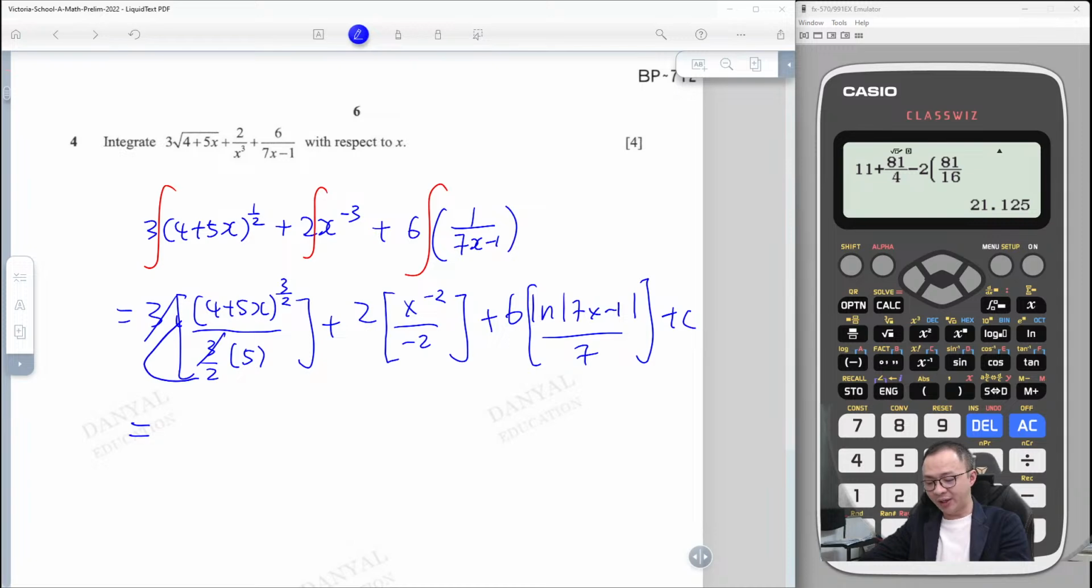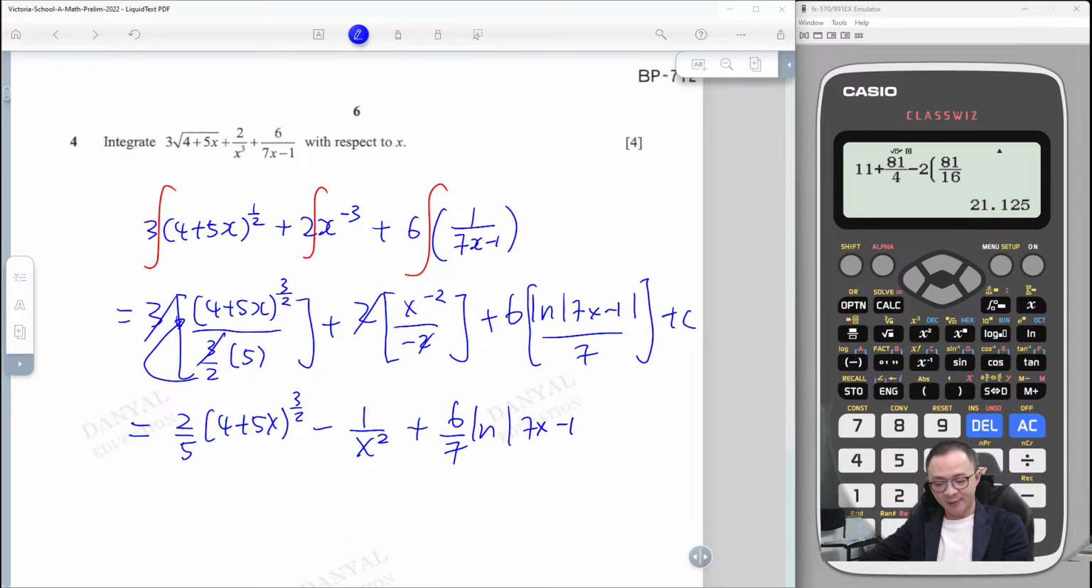Alright, then we just go one step further to simplify it. These two are going up, isn't it? So I will get 2/5 times 4 plus 5x power of 3/2. This one and this one I simplify, I got minus 1 over x squared. And then this one I take out the 6/7, so ln modulus 7x minus 1 plus c. Done. Okay, not too bad.